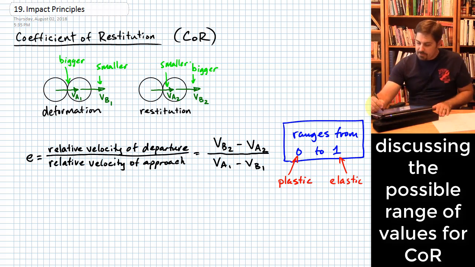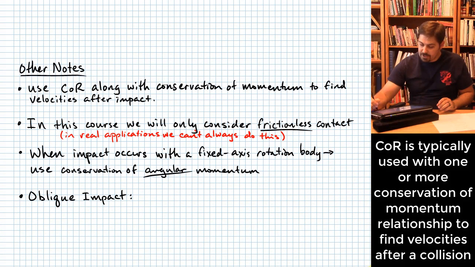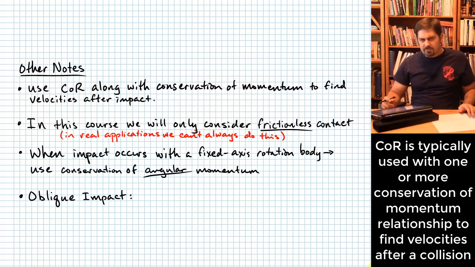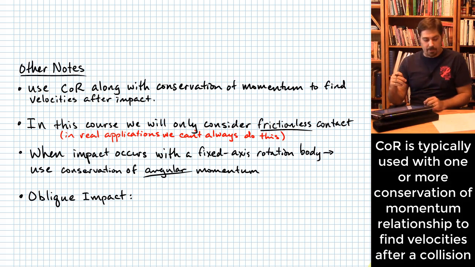All right, so let me make some other notes here about these impact principles. These are just a list of things that I wanted to touch on. First of all, generally coefficient of restitution isn't enough to handle an impact problem. What you usually do is use coefficient of restitution along with a conservation of momentum principle that we've already seen in a previous class, in order to figure out the relative velocities of these two bodies after that collision, for instance, if you knew the velocities beforehand.